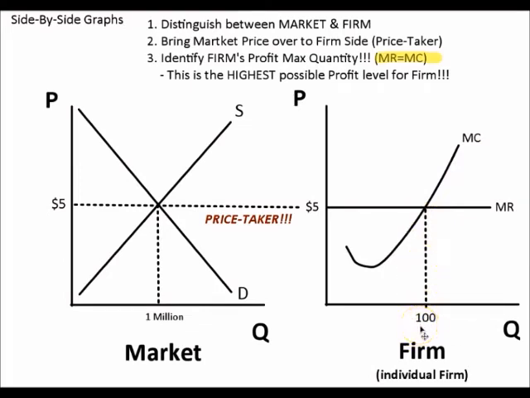That is profit max. If they made 99 units, they're not making maximum profit. If they make 101 units, they're not maximizing profit. They need to be at 100. Therefore, this firm is going to produce 100 units. It is the only decision-making possibility for the perfectly competitive firm.